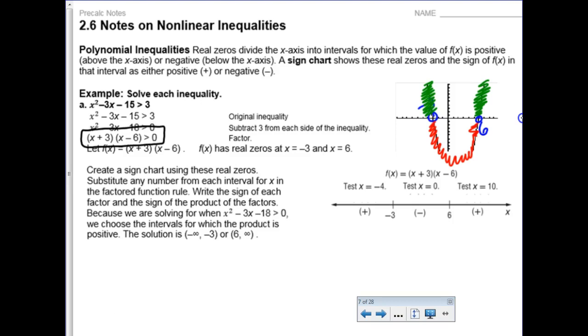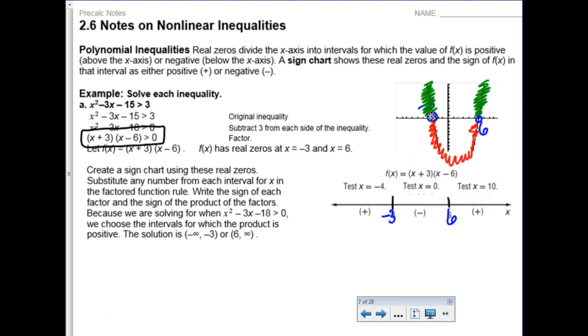Okay, so I like the graphing approach. I would be able to answer this question straight from that graph. Some people like what's called the sign chart approach. So they draw a number line, and they put their critical points on the number line in number line order. So -3 and 6.